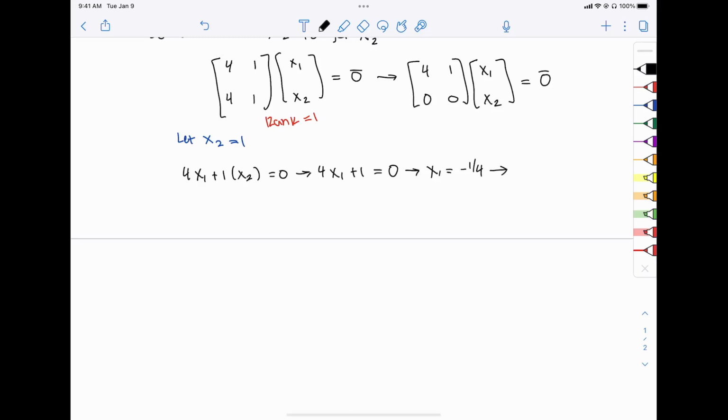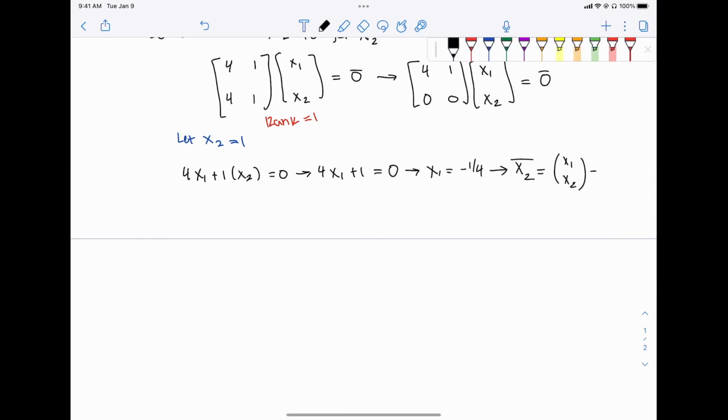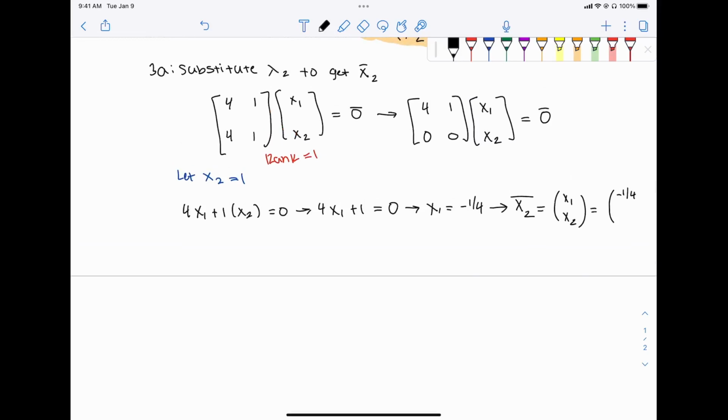Great. That tells us now that x1, x2 is going to equal, well, x1 is simply negative 1/4, and x2 is, we let that equal to 1. And I put parentheses here just out of habit. You can write brackets as well, like I did previously.